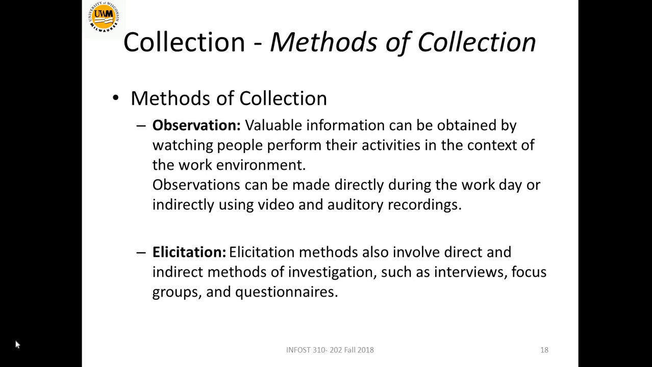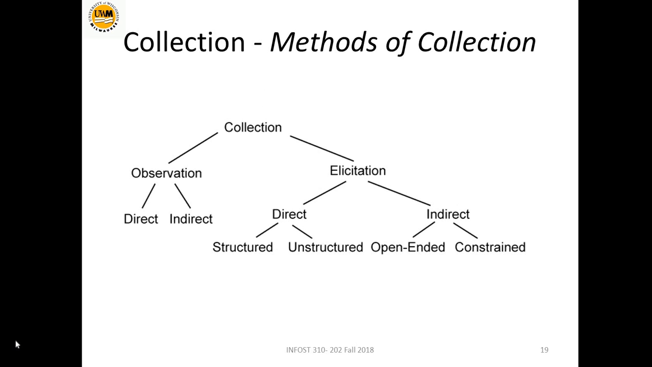What are the methods of collection? We need to collect this information, so we need methods. We have two main methods: observation and elicitation. Observation is we observe and get information about the activities and the context of the work environment. Elicitation involves direct or indirect investigation through interviews, focus groups, and questionnaires.